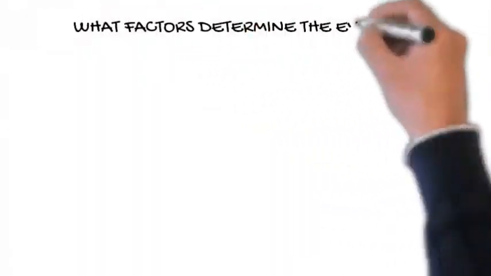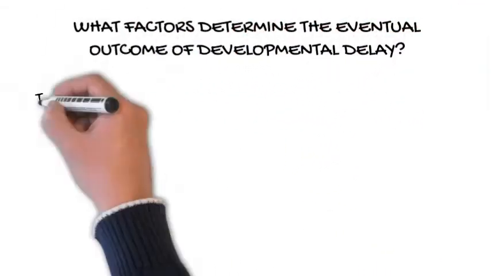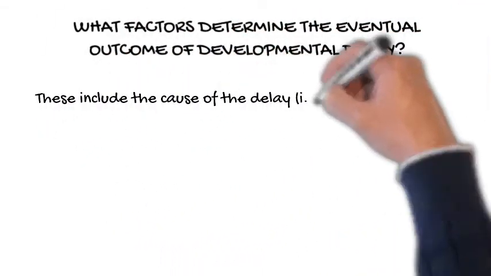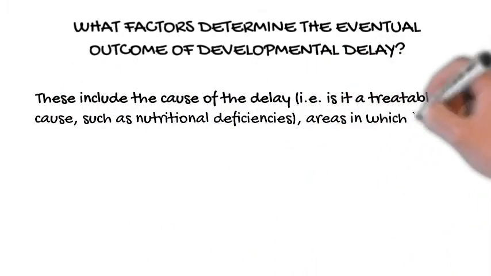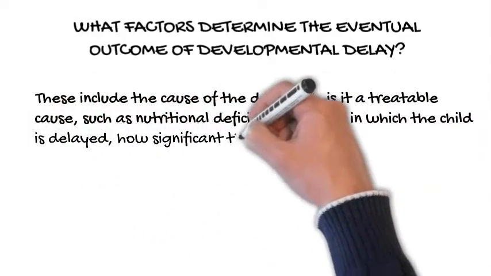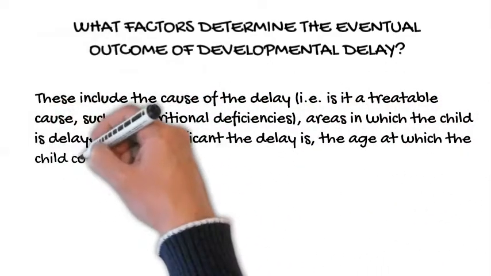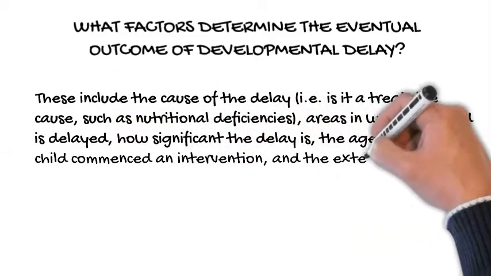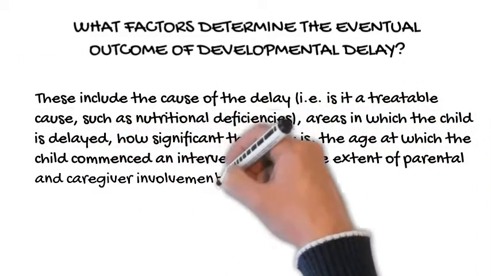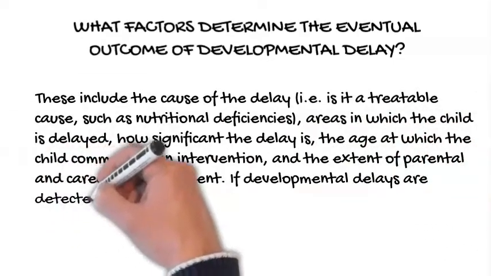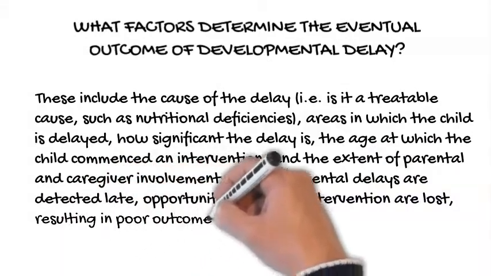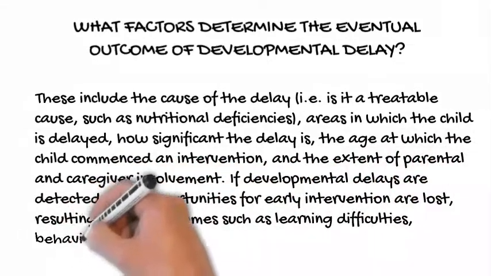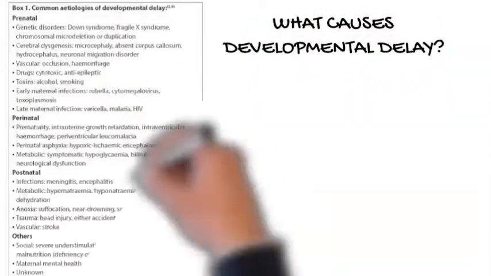What factors determine the eventual outcome of developmental delay? These include the cause of the delay, i.e. is it a treatable cause, such as nutritional deficiencies, areas in which the child is delayed, how significant the delay is, the age at which the child commenced an intervention, and the extent of parental and caregiver involvement. If developmental delays are detected late, opportunities for early intervention are lost, resulting in poor outcomes such as learning difficulties, behavior problems, language problems.